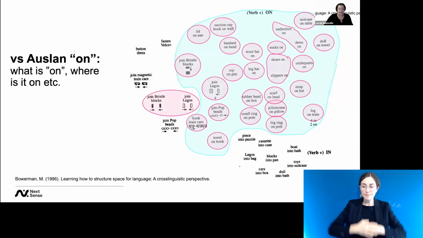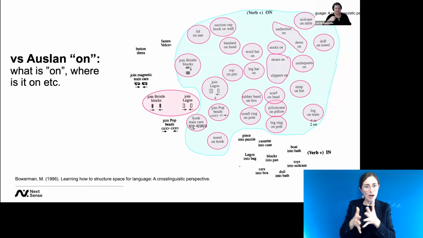Ditto in Auslan. I guessed all of these right. I checked with two colleagues today. How would you sign this? How would you sign that? Basically, joining those two toys would have the same sign, but for almost all of these, you would use a different sign for every one of them. So while there is a sign on in Auslan, and it is used sometimes, in most situations it actually isn't used by native signers.